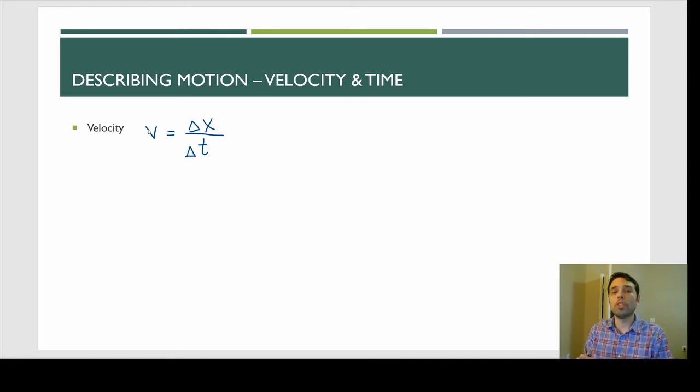So the change in position divided by the change in time. Okay, so let's do some examples just so you know what I mean. Let's say that here we are at this position right here, and then there's a position down here that we want to get to, and let's say this distance from there to there is, I don't know, 10 meters. Okay, and we start our journey.